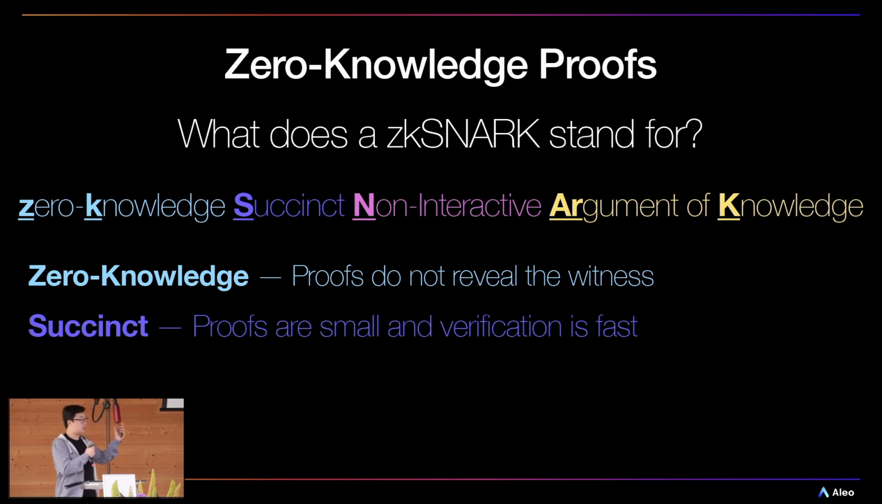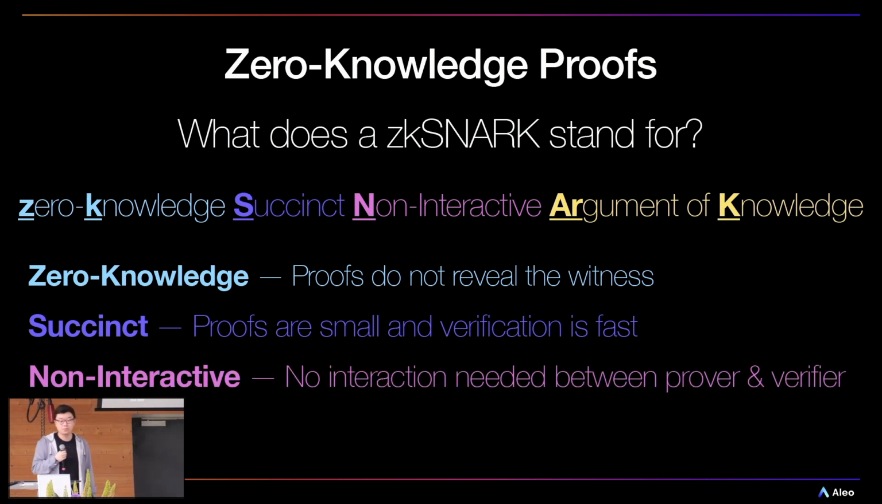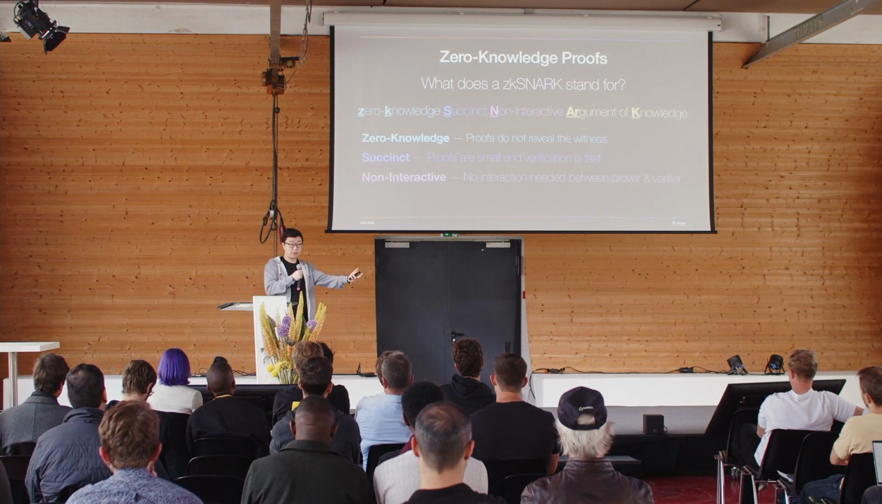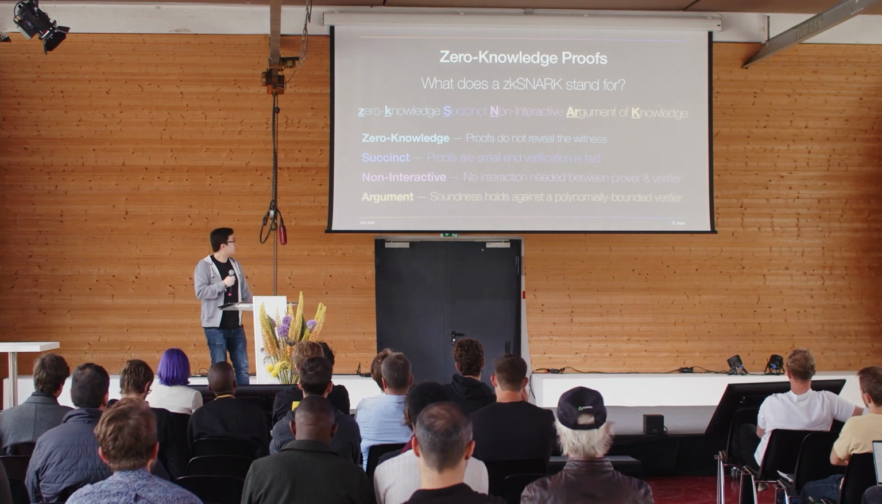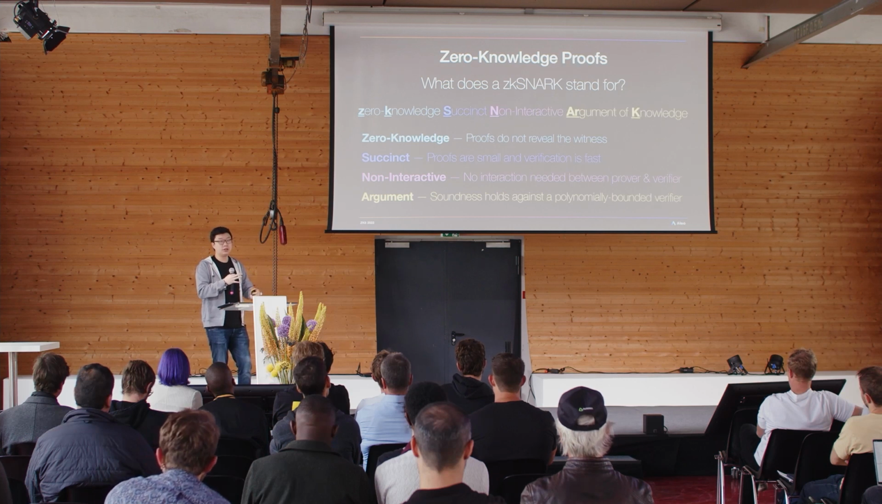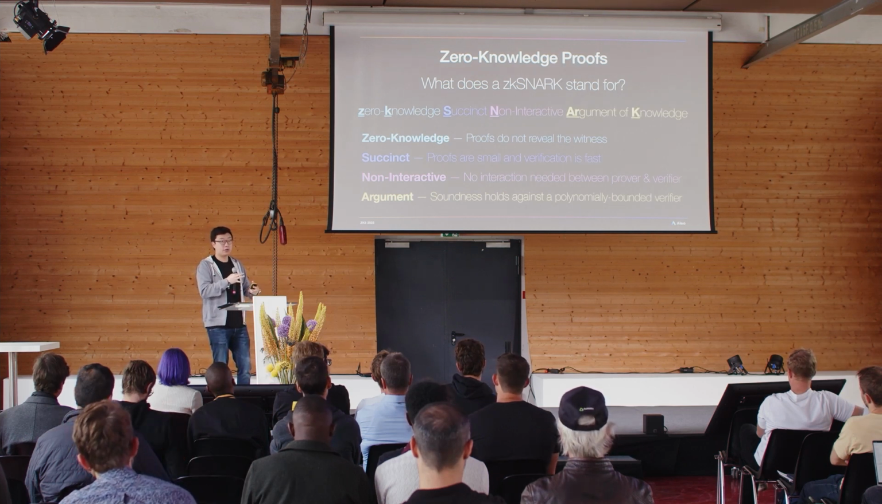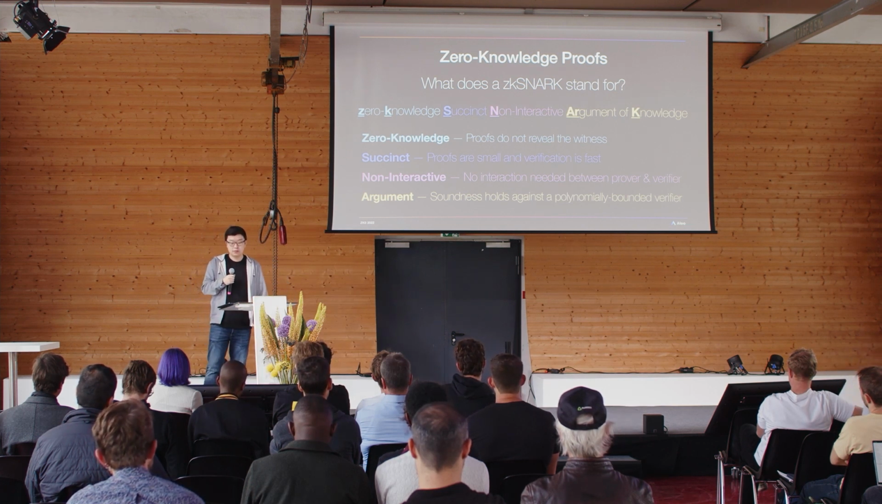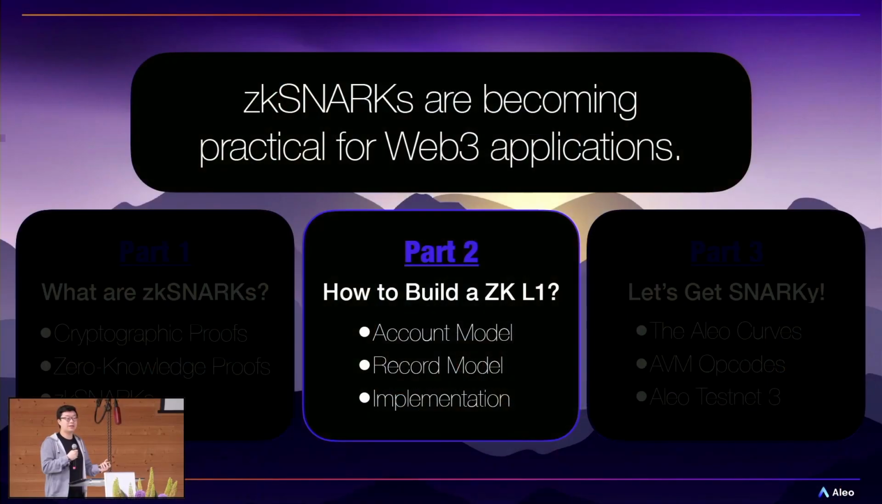Succinct just means that the proofs are small, like a kilobyte or less. And the verification is fast, which means it's like 10 milliseconds, 20 milliseconds, something that's realistically practical and fast to check in your browser. The third is that it's non-interactive, which just means that there's no interaction needed between the prover and the verifier. And lastly, it's an argument, which just means that soundness holds against a polynomially bounded verifier. This is a more technical delineation, because there are statistical bounds and there are computational bounds that one can give for the verifier here, and this is one set of that. So hopefully that gives you some context into what ZK Snarks are.